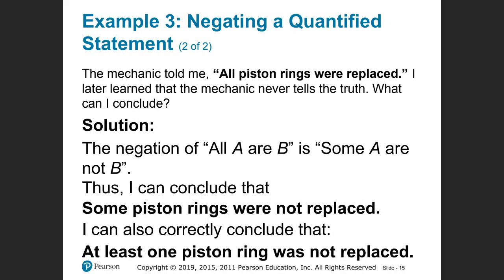The negation of all A are B is some A are not B. So you can conclude that some piston rings were not replaced. Or you can also conclude that at least one piston ring was not replaced. This is using all those previous examples we had of forming negation. And that completes this particular section in the book.